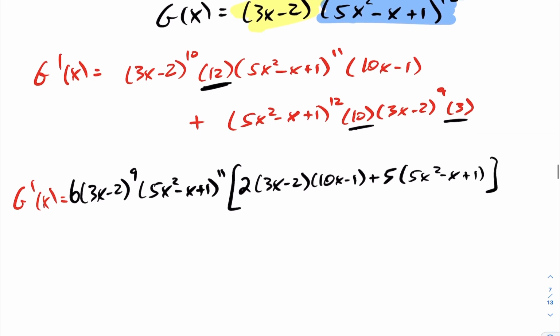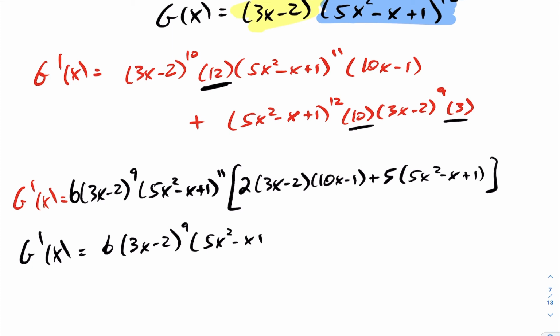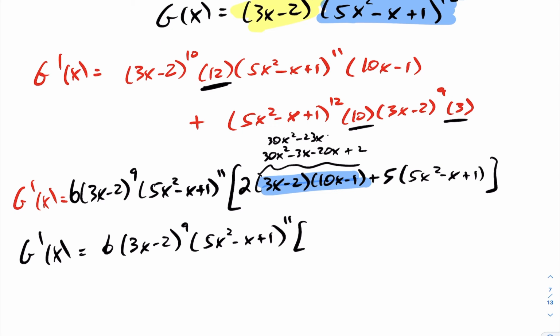So continuing on here, simplify our expression. We have 6 times 3x minus 2 to the power of 9 times 5x squared minus x plus 1 to the power of 11. I'm going to go ahead and expand all this out here. When I expand all this out, take a look at what we get. If I expand this quadratic out right here, 30x squared minus 3x minus 20x plus 2, which will become 30x squared minus 23x plus 2.